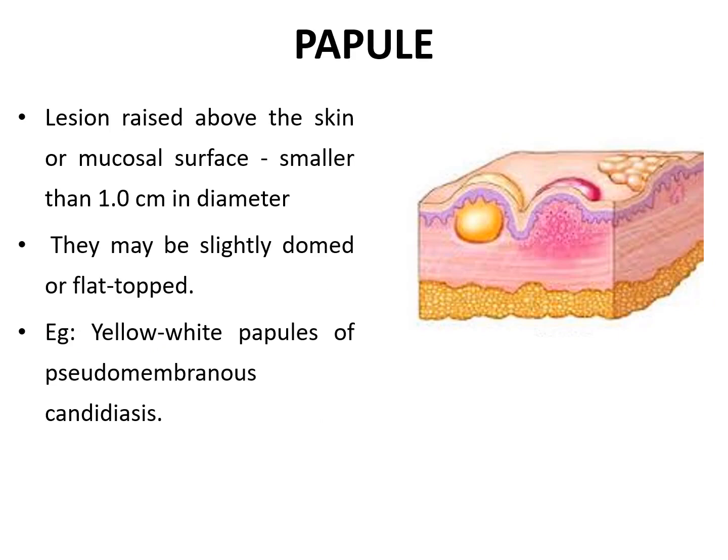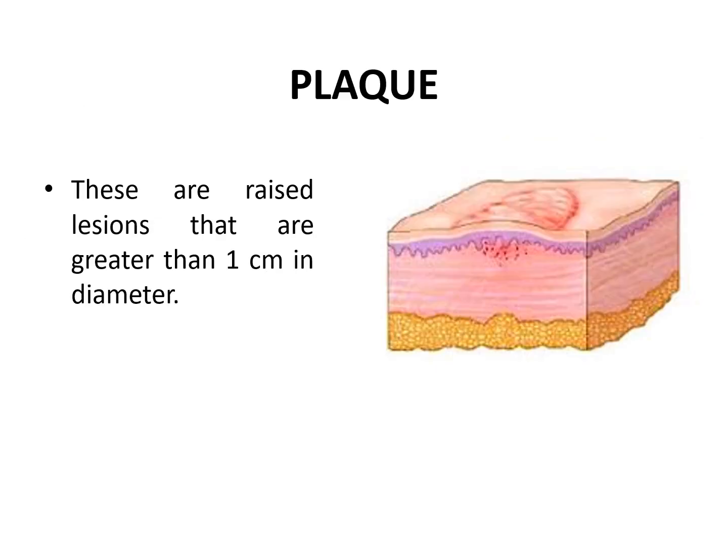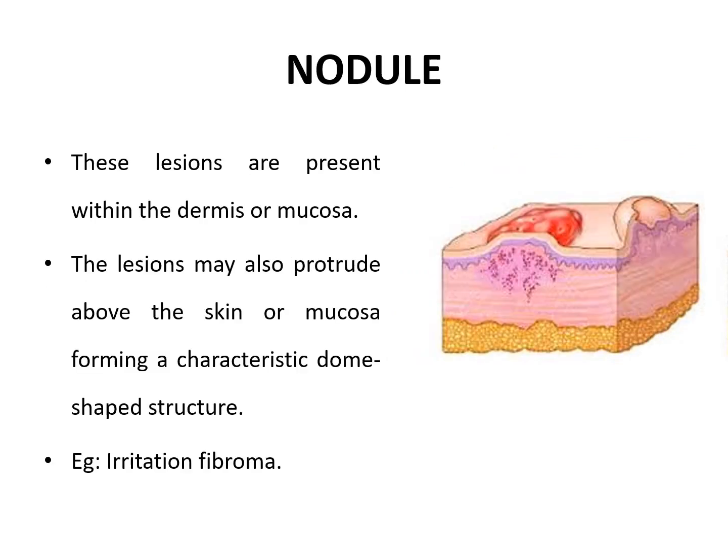Papule. These are lesions raised above the skin or mucosal surface and are smaller than 1 cm in diameter. They may be slightly domed or flat-topped, and an example is a yellow-white papule of pseudomembranous candidiasis. Plaque. These are raised lesions that are greater than 1 cm in diameter. Nodule. These lesions are present within the dermis or mucosa.